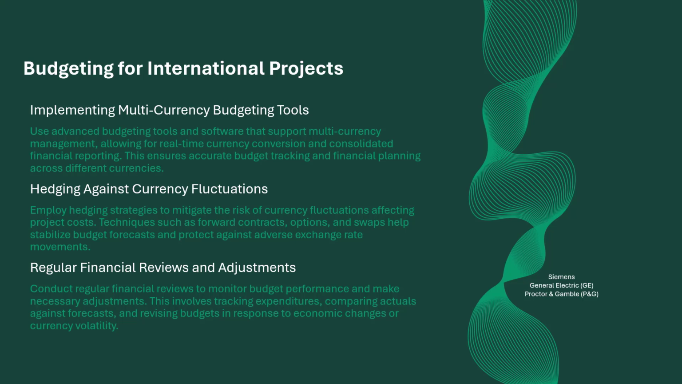This involves tracking expenditures, comparing actual numbers, of course, against forecasts, and revising budgets in response to economic changes or currency volatility. Procter & Gamble, as an example on this one, holds quarterly financial reviews for its global projects, adjusting budgets to account for changes in currency exchange rates and economic conditions in different markets.